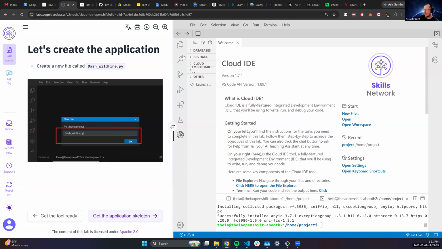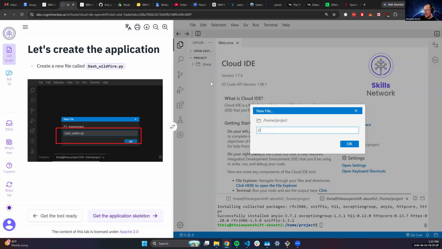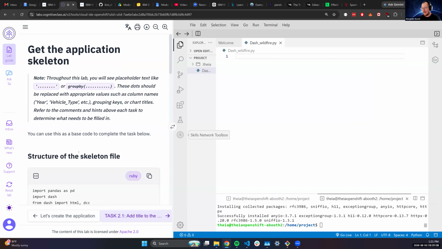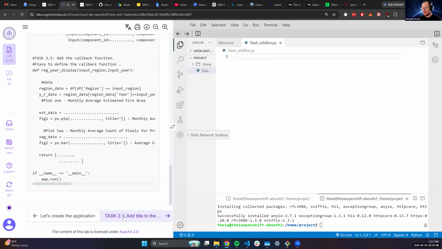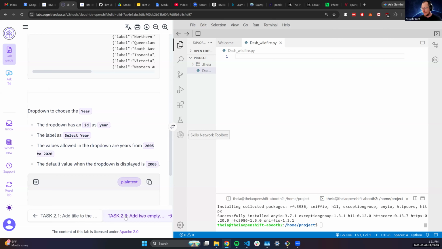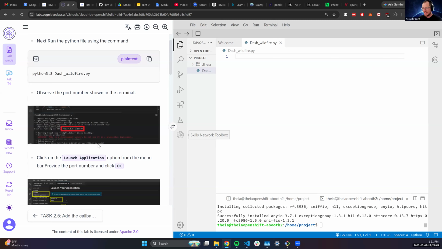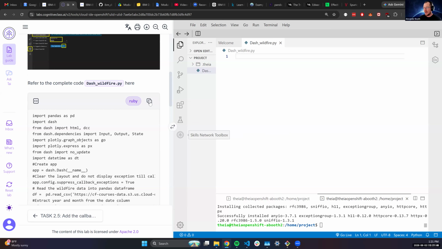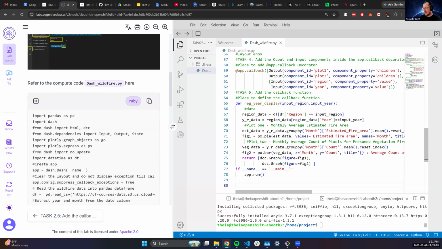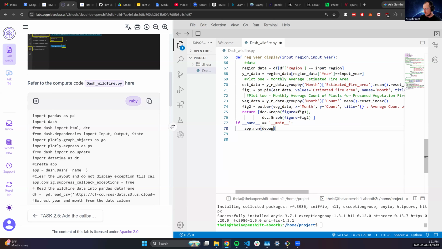All right, so now let's create our application. We're going to click on the two files up here. We're going to create a new file called dash wildfire.py. And then obviously you could follow the instructions on how to actually build this out, but I'm going to run all the way to the end here because I don't really care about memorizing syntax. And I think it should give me the full application. So here we go. I'm going to copy this and paste it here. The only thing I'm going to change is at the bottom, this app.run, I'm going to add in debug=True, which allows me to make a change and have the application automatically refresh.